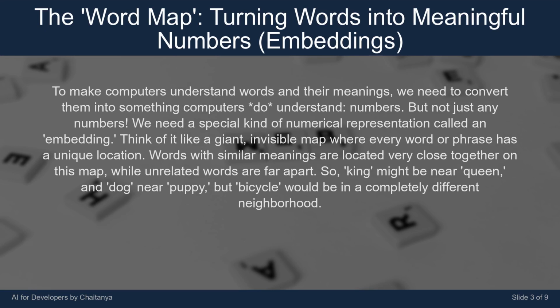But not just any numbers. We need a special kind of numerical representation called an embedding. Think of it like a giant, invisible map where every word or phrase has a unique location. Words with similar meanings are located very close together on this map, while unrelated words are far apart. So, king might be near queen, and dog near puppy, but bicycle would be in a completely different neighborhood.